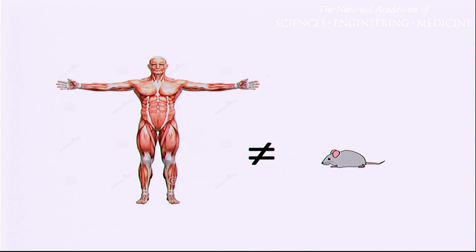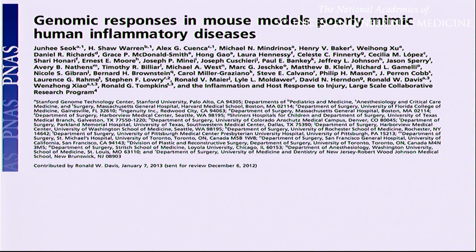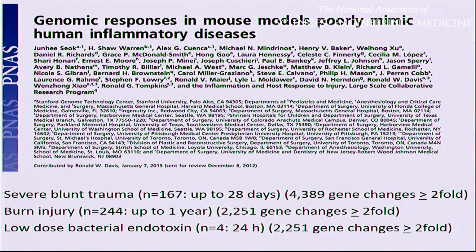I've identified two studies that I want to discuss, which have been published somewhat recently. The first one I want to talk about was actually a very large study. You can see all the different authors on this paper. The point of the study was to compare genomic responses between human and the mouse to various inflammatory stimuli. They compared three inflammatory stimuli: severe blunt trauma, burn injury, and low-dose bacterial endotoxin.